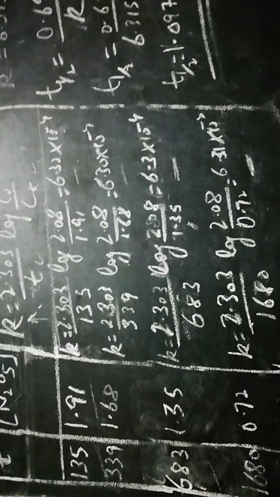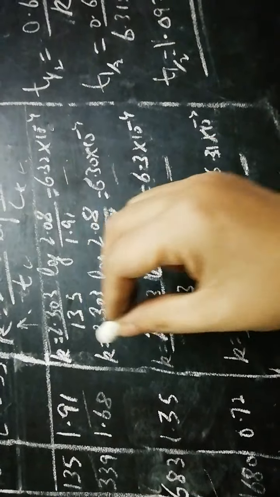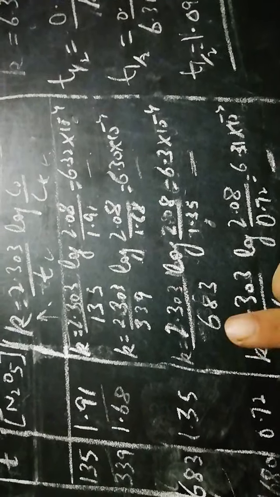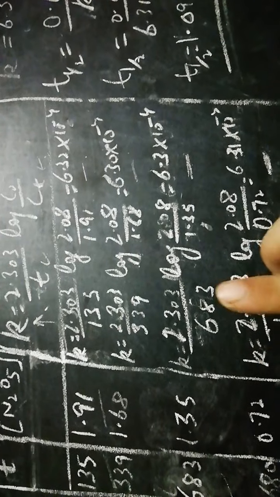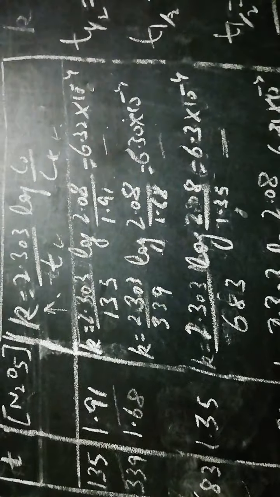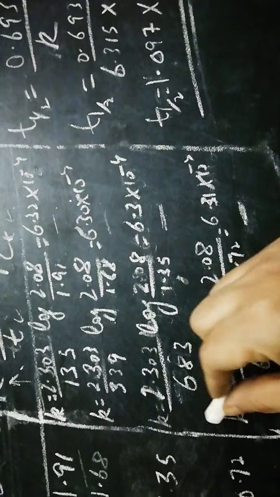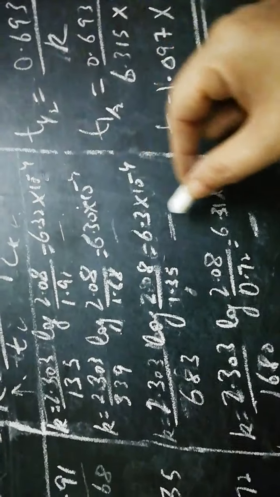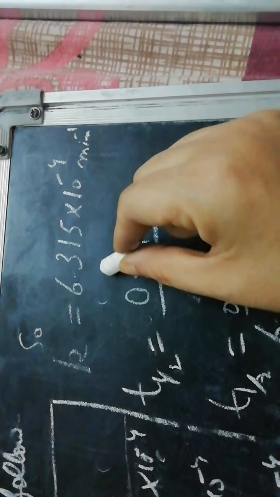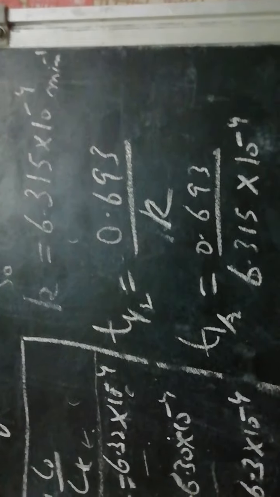So you will write in the answer this line: we can see that the value of K comes out to be constant, so our equation follows the first order equation. So our reaction follows the first order equation and the reaction is of first order. To find the value of K, you will take the average of all these values of K. Take the average of all four values and you will find the value of K. The value of K will come out to be 6.315 into 10 to power minus 4 minutes inverse.